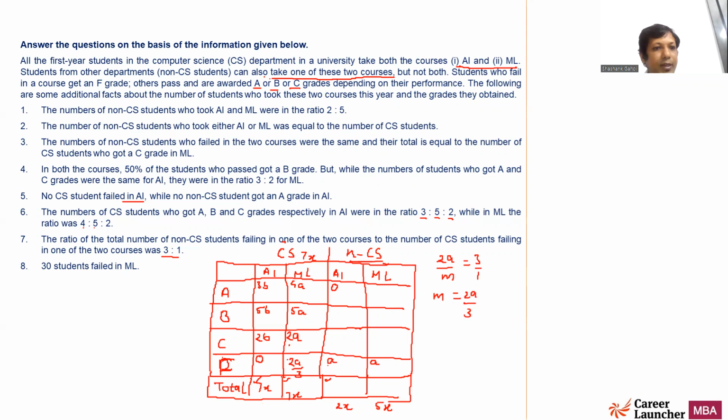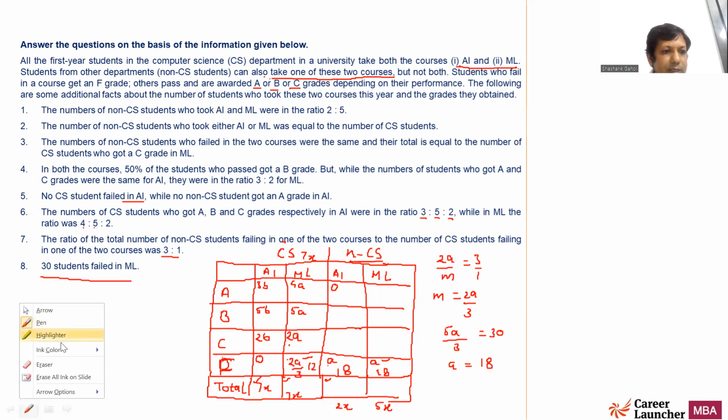So we are working on variables so far. 30 students failed in ML. Okay, so total failed in ML is 30. So I am getting 2A by 3 over here and A over here. So their sum comes out to be 5A upon 3, and that's equal to 30. So from here, I'm definitely getting A is equal to how much? A comes out to be 18. So this is 18. This is also 18. And this I'm going to get 12.